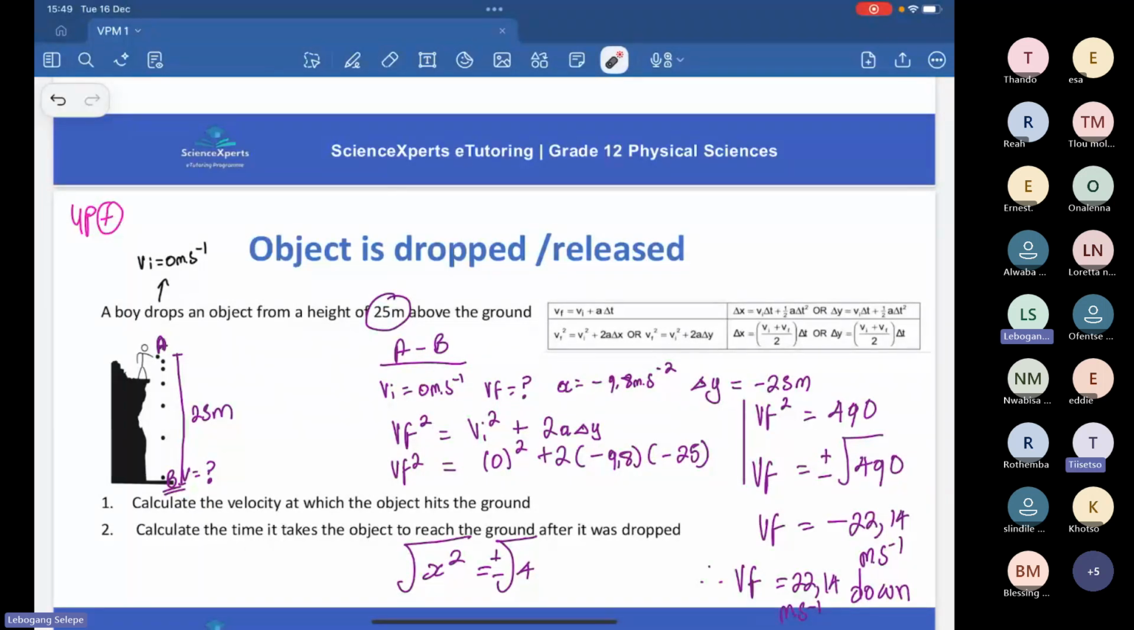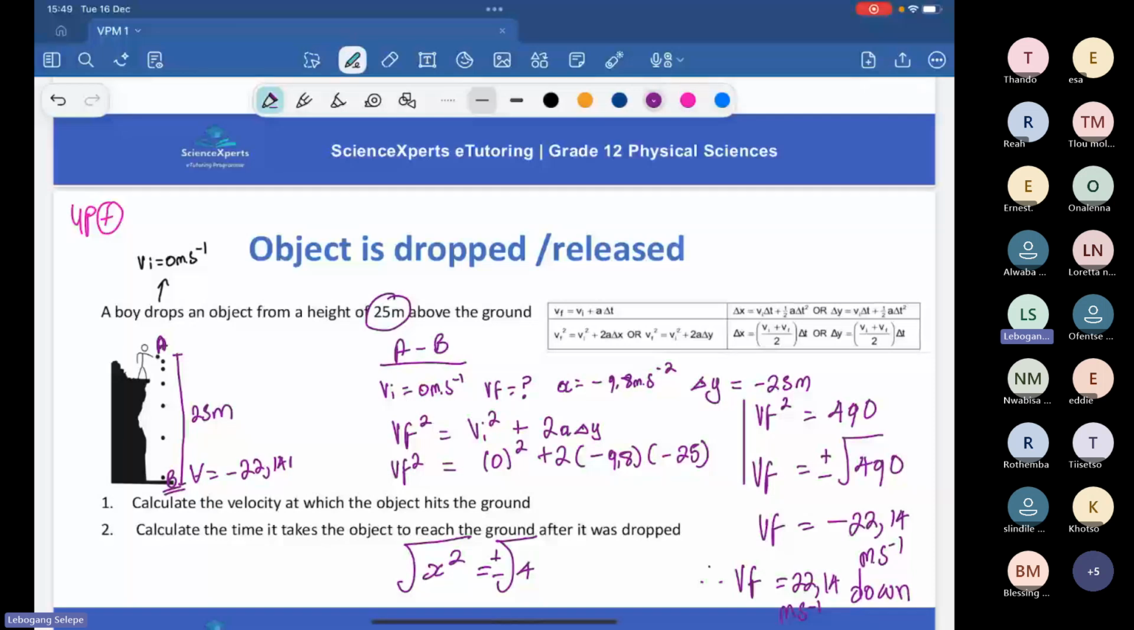So here we have the velocity, we're going to add it. We now have the velocity at B, right? So the velocity at B is equal to negative 22,14 meters per second. Are we all on the same page, guys? Yes, sir.